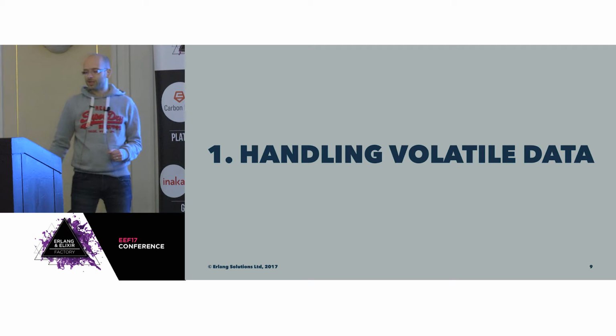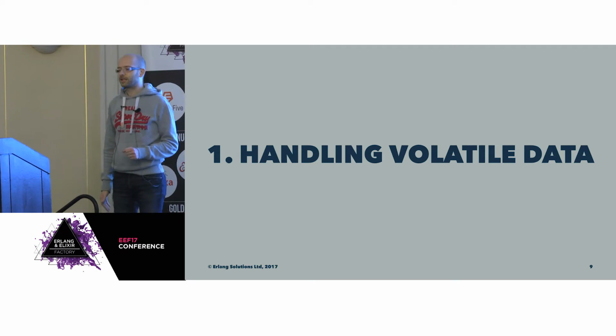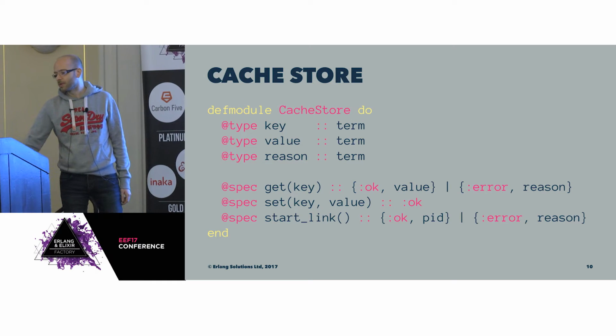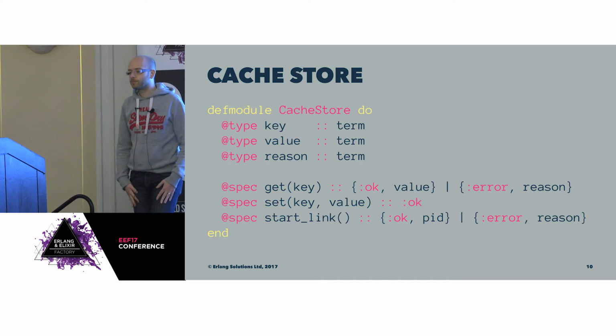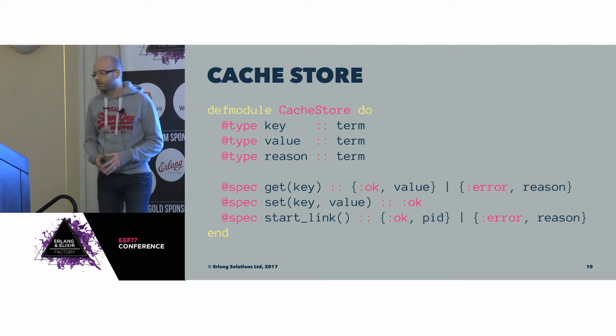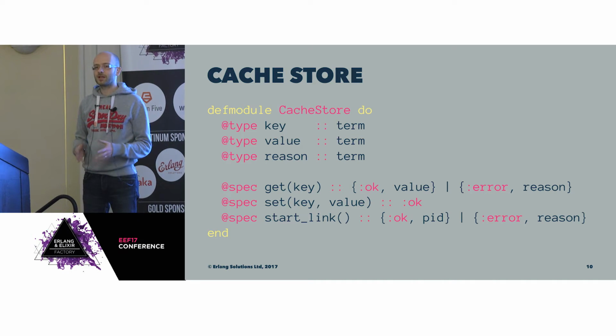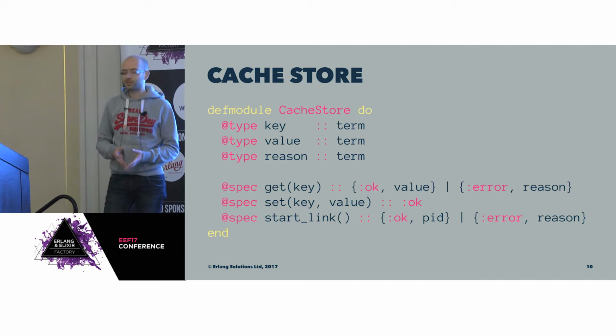So the first use case is handling volatile data. Handling volatile data, which is a very generic term, in our case means working on a cache store. Now, a key value cache store is one of the textbook examples of things that people build with Erlang and Elixir as they go through it, particularly when they start to talk about processes. Because it's a fairly contained API, and it's fairly straightforward to understand.